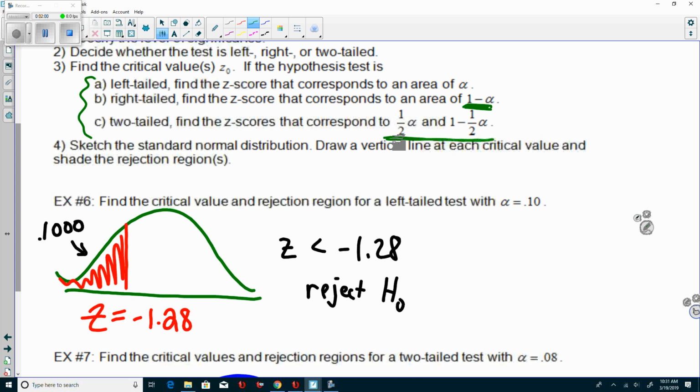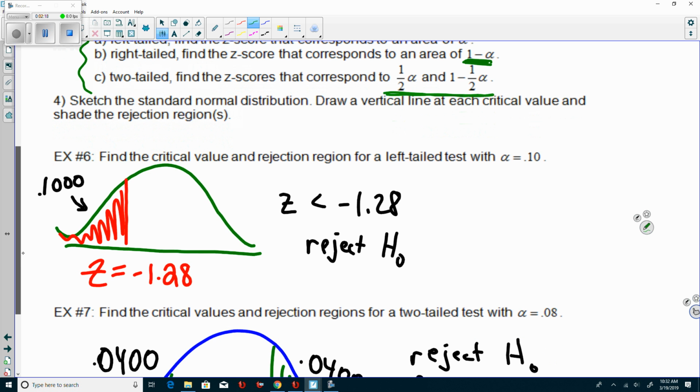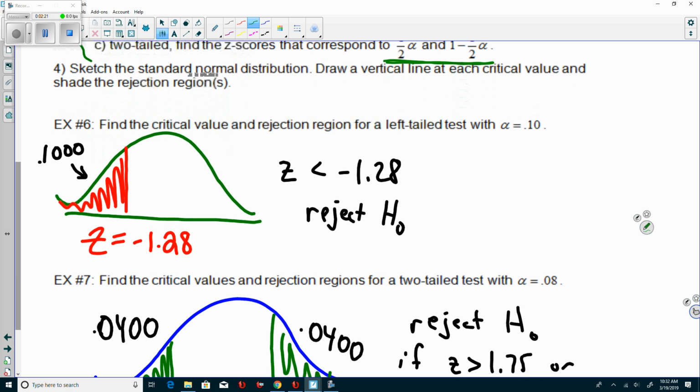Sketch the standard normal distribution. Draw a vertical line at each critical value. Shade the rejection regions. This is all step 2. We do all this already. Now, find the critical value and rejection region for a left-tailed test at a level of significance of 0.10. So here we are. This is what we have already done.